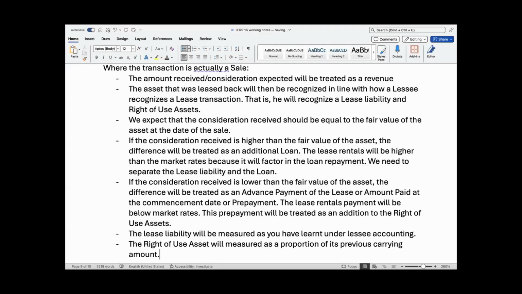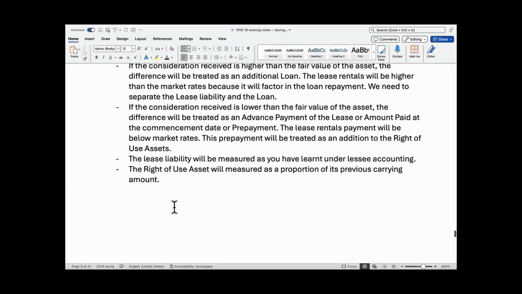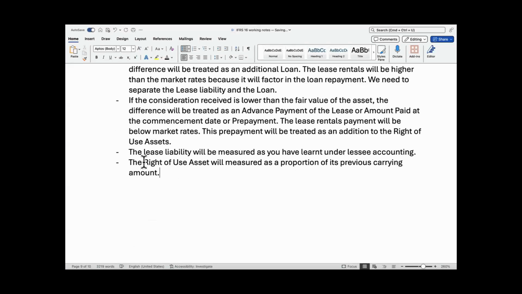As a proportion of its previous carrying amount. So, because this asset was your asset before, you add it in your books, but you said you sold it, you recognize the asset and all of that. You now leased it back.